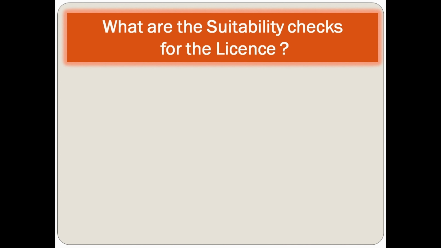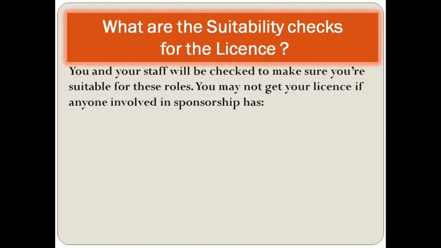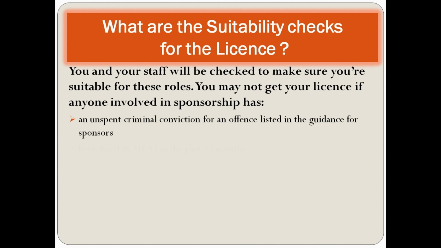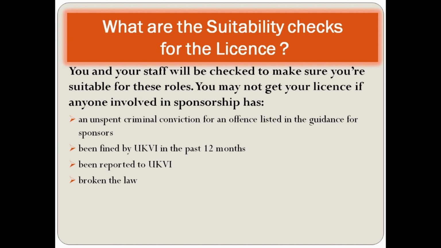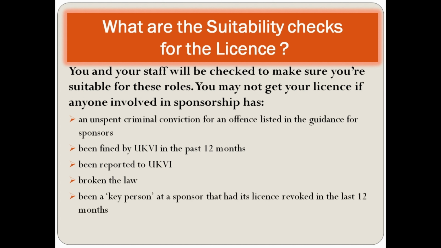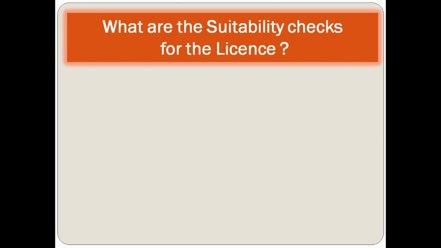Let's go further and discuss what the suitability checks for the license are. You and your staff will be checked to make sure you are suitable for these roles. You may not get the license if anyone involved in the sponsorship has an unspent criminal conviction, been fined by the UK Border, been reported by the UK, broken the law, or been a key person at a sponsor license which got revoked in the last 12 months. Fail to pay VAT or any other fees for the Home Office.